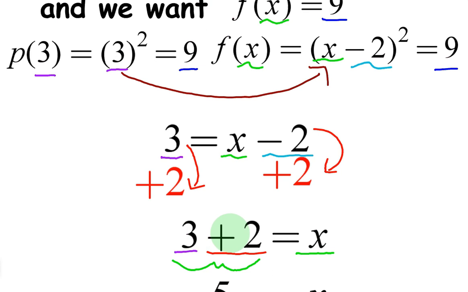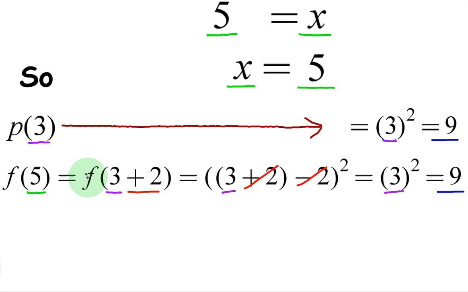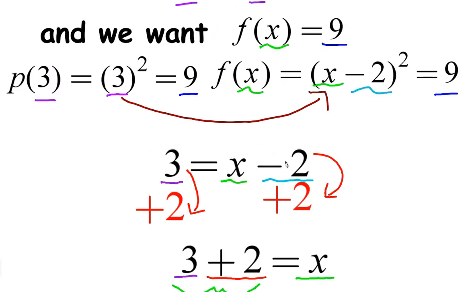In other words, 3 plus 2 is your horizontal shift. And if we do 3 plus 2, we get 5. And therefore, we know that if we plug in 5, that's just 3 plus 2. The plus 2 and the minus 2 are going to cancel, and it gives 3 squared, which is 9, the same y value that we started with. In other words, 5 is 2 more than 3, and we've shown that algebraically by setting 3 equal to x minus 2. And so you can see that it has to do with the addition property of equality. It'll cancel out that minus 2.